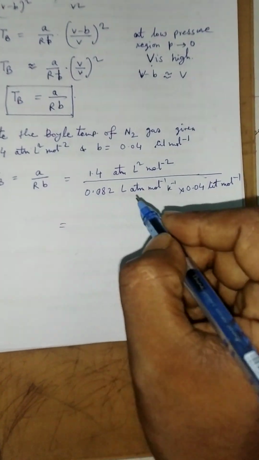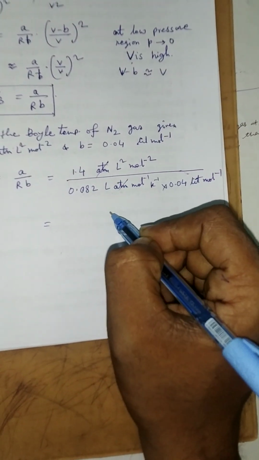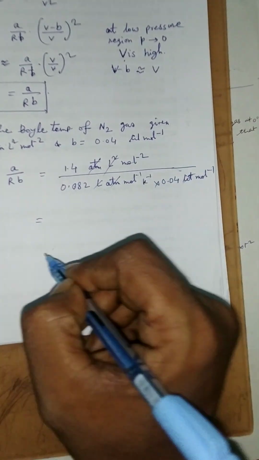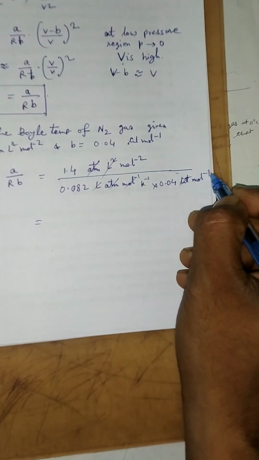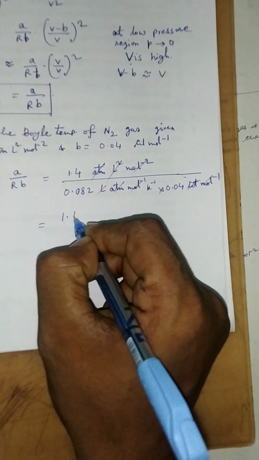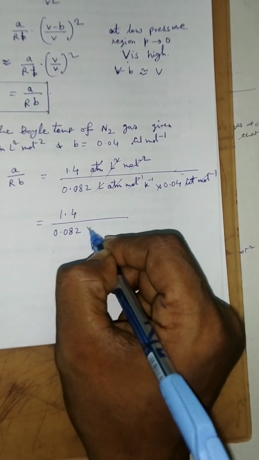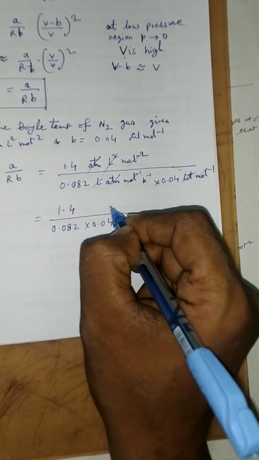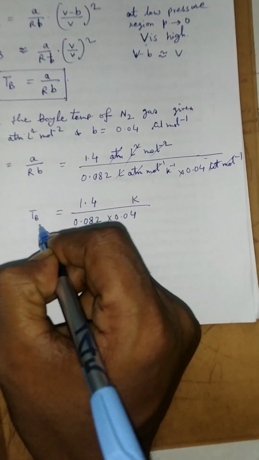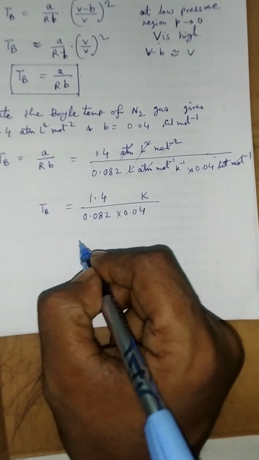Now here we can find that atmosphere will be cancelled out, liter square will be cancelled out, and mole inverse will be cancelled out. So this will be equal to 1.4 by 0.082 into 0.04 Kelvin. So T_B, that is temperature, and the unit is also coming Kelvin. That means we are correct.